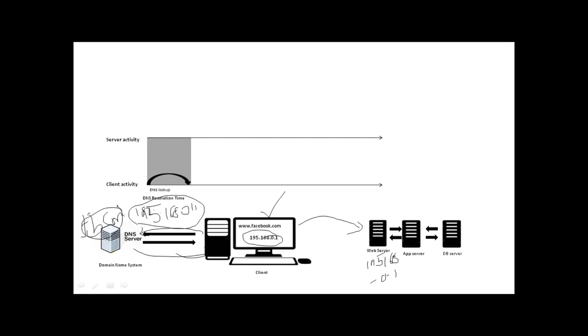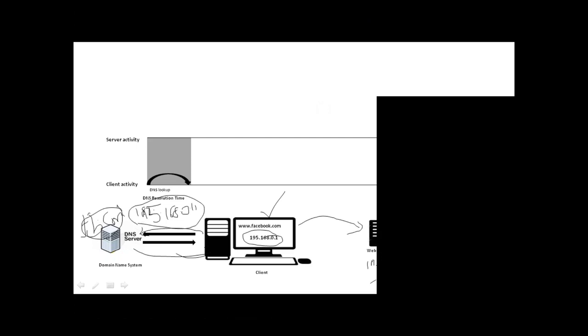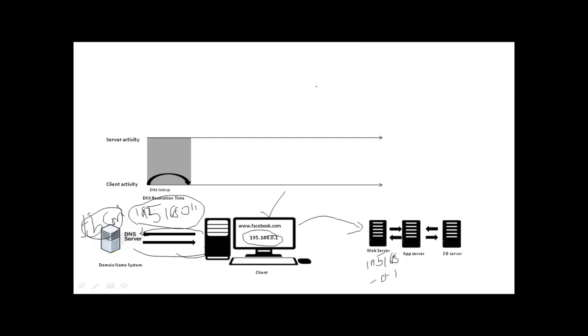So it will send the request to the DNS server. The DNS server will send the IP address of that particular website, and now the client knows that the request needs to go to that web server which has the IP address 195.168.0.1. Just like in the city, there are millions of people who have phones, and everybody has their phone number. By looking in the telephone directory, you get the phone number of your friend, and you will call that number so that you can talk to her or him.